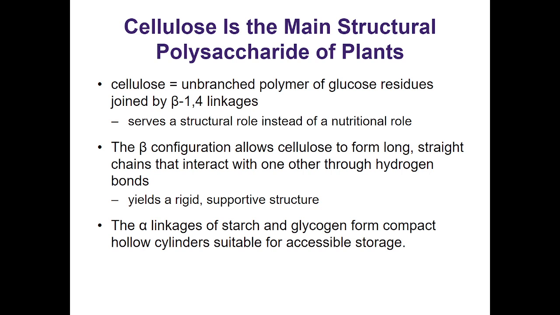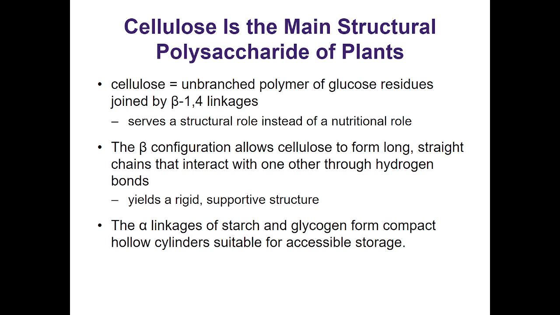So cellulose is actually the main structural polysaccharide of plants. Cellulose is going to be the unbranched polymer of, again, glucose residues. These are going to be joined by beta-1,4 linkages. It's going to serve a structural role instead of a nutritional role, though. Well, in plants. In certain types of bacteria and fungi, it's going to serve a nutritional role. Or deer, right?